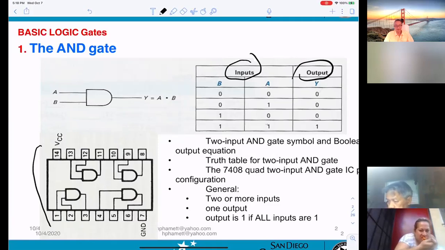So if you look inside that IC, you can get 4 gates. The first one has inputs pin 1 and pin 2, and output pin 3, and so on. So if only one gate is not working, you have to replace the whole IC. You cannot replace only one single gate inside the IC.